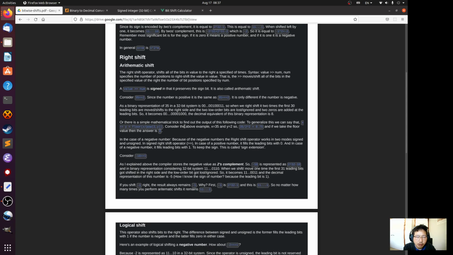Okay, let's do the right shift now. There are two types of right shifts: arithmetic shift and logical shift. Arithmetic shift deals with signs, and that means it deals with 32-bit numbers that are positive or negative. Logical shift only deals with positive numbers. Okay, let's start with arithmetic shift.